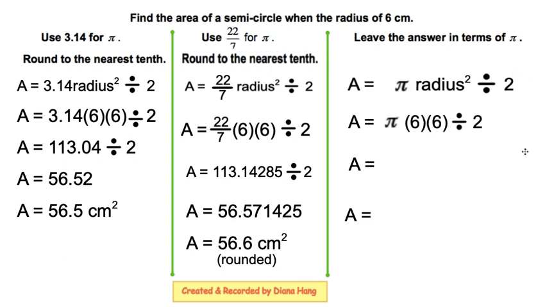Replace the radius. 6 squared is 36. Take half of that and you'll get 18 pi centimeters squared.